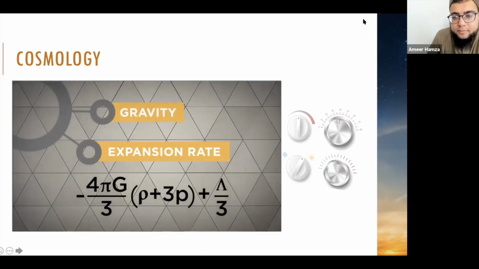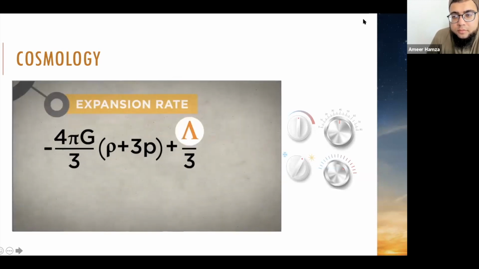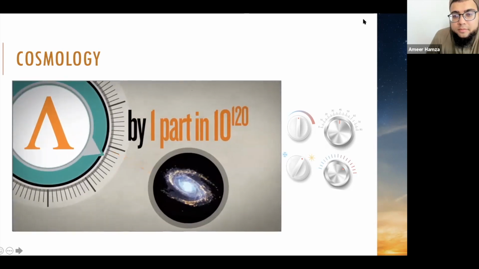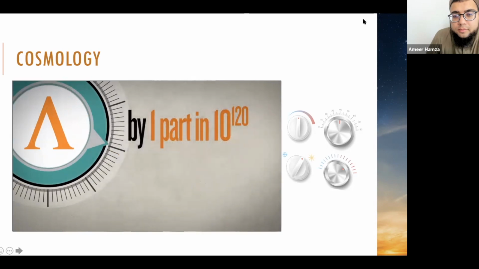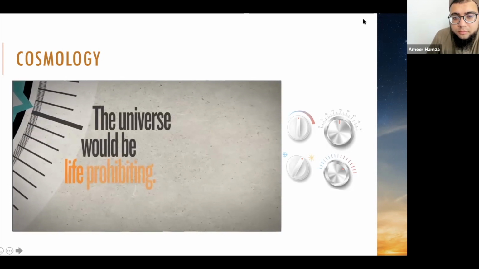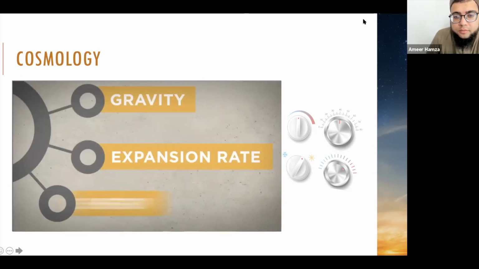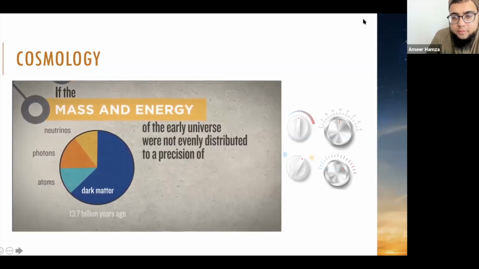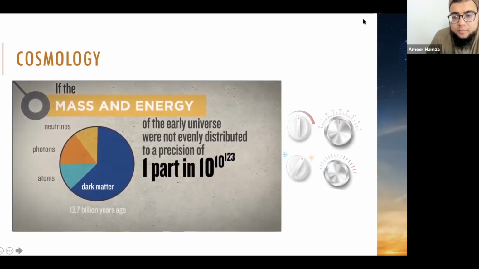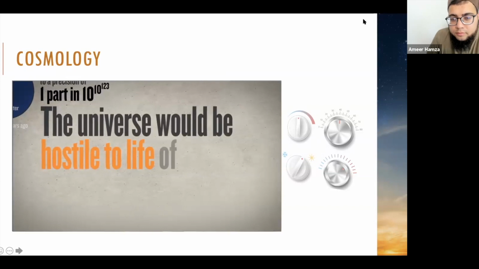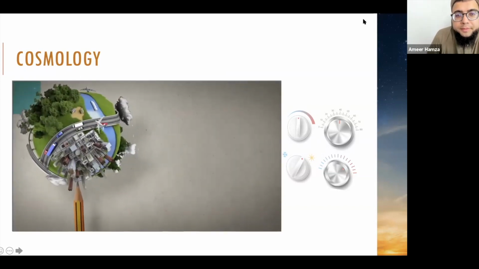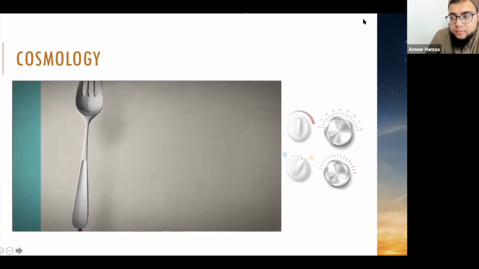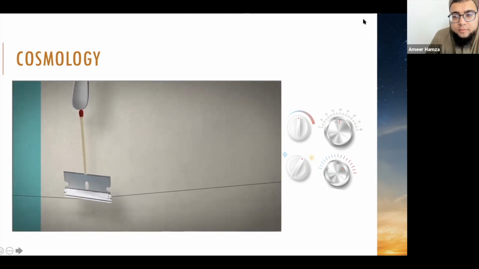Or consider the expansion rate of the universe. This is driven by the cosmological constant. A change in its value by a mere 1 part in 10 to the 120th parts would cause the universe to expand too rapidly or too slowly. In either case, the universe would again be life prohibiting. Or another example of fine-tuning. If the mass and energy of the early universe were not evenly distributed to an incomprehensible precision of 1 part in 10 to the 10 to the 123rd, the universe would be hostile to life of any kind. The fact is, our universe permits physical, interactive life only because these, and many other numbers, have been independently and exquisitely balanced on a razor's edge.